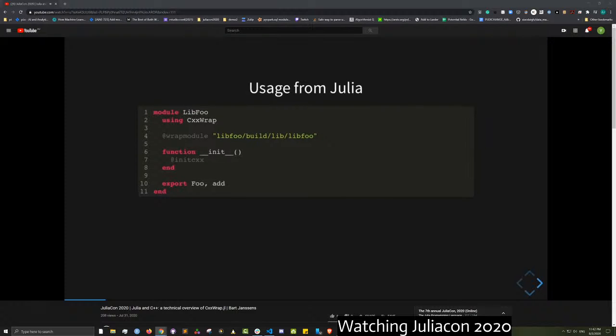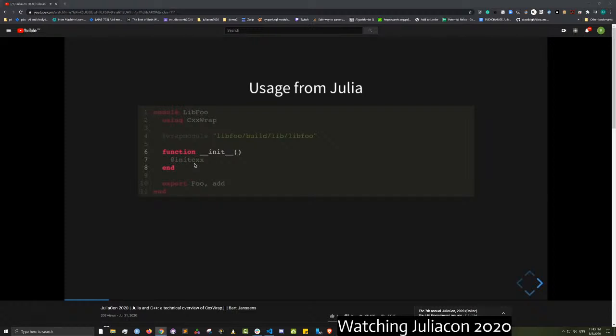Then from within Julia, we use this from within our own module. I create a module here called libfoo, where we first call the @wrapmodule macro on the compiled library file, which is named libfoo here. If you don't supply the extension, it will automatically pick the correct one for the platform that you're on. What this does is basically build a static table of all the methods that exist, which will then be filled at runtime using the @initcxx macro.